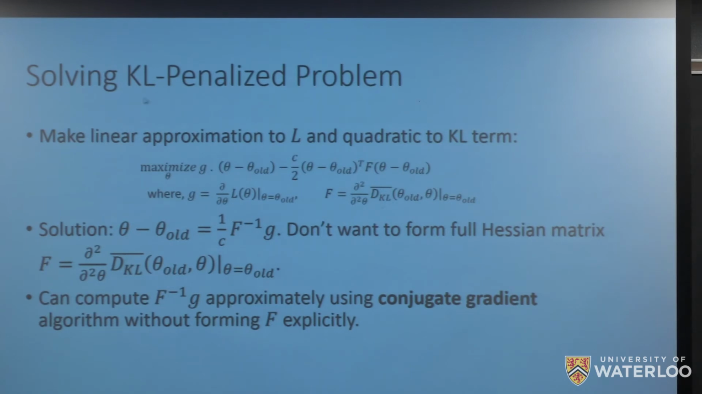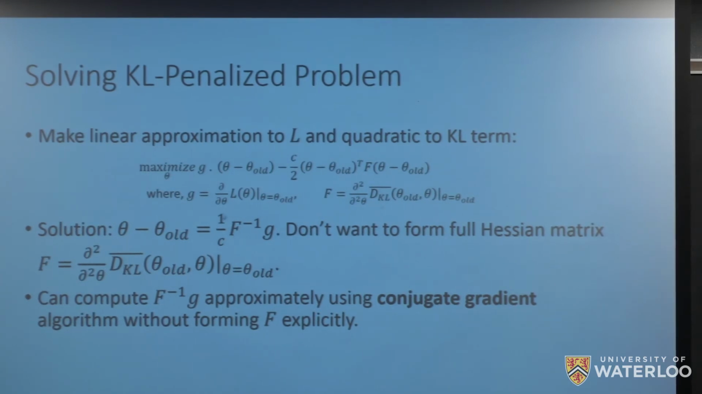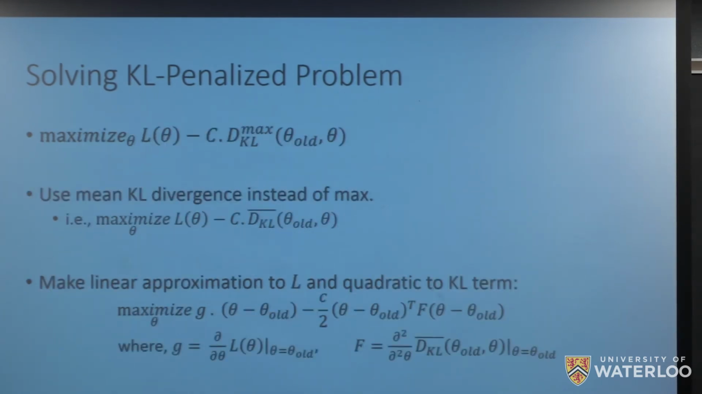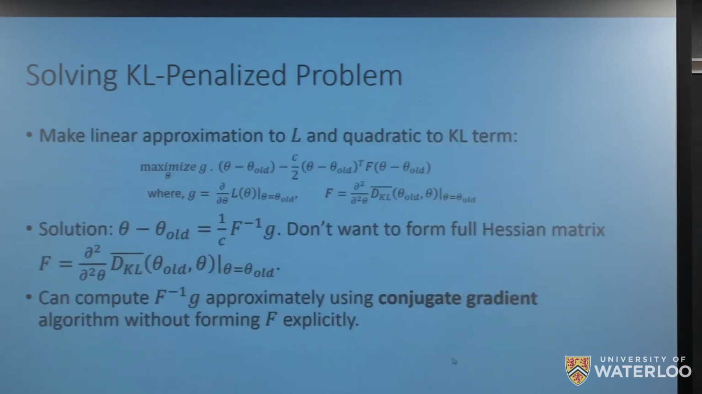So in order to solve this KL-penalized problem, they make the linear approximation of L and the quadratic of the KL term, and the solution of this equation becomes this. If you want the new parameters, you simply find this, where F is the Hessian of this particular equation. F is just the second derivative of the KL term. But it's very computationally expensive to calculate this particular Hessian matrix.